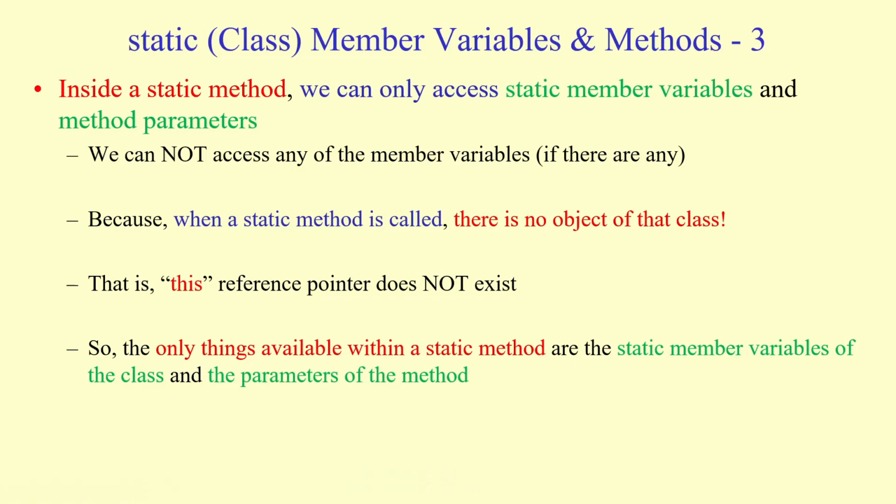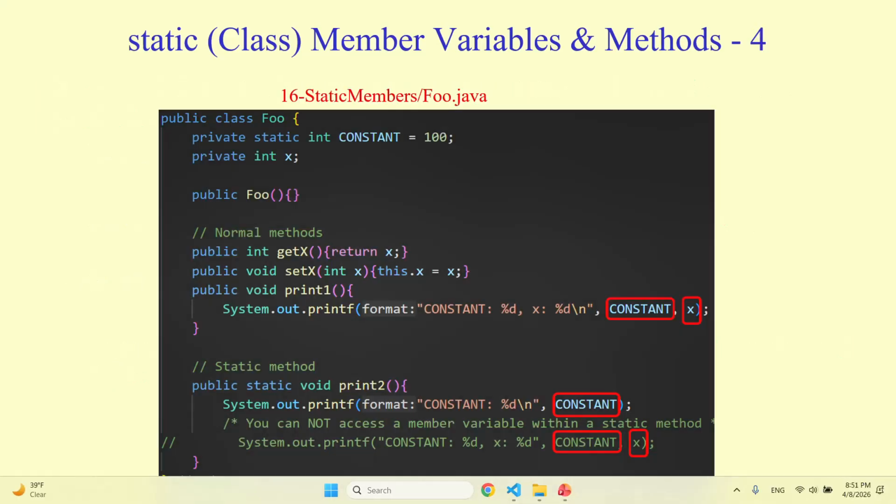Inside a static method, we can only access static member variables and method parameters. We cannot access any of the member variables if there are any, because when a static method is called, there is no object of that class. That is, the this reference pointer does not exist. So the only things available within a static method are the static member variables of the class and the parameters of the method. Here's an example that tries to show you these concepts.